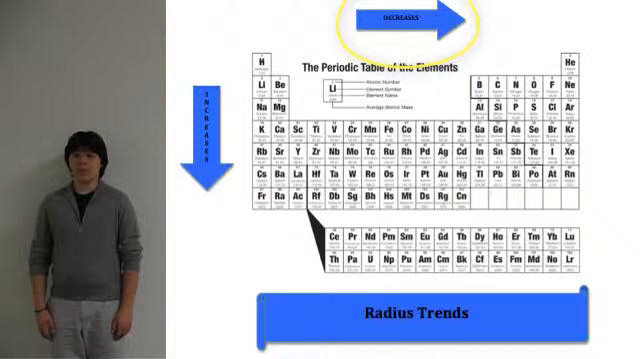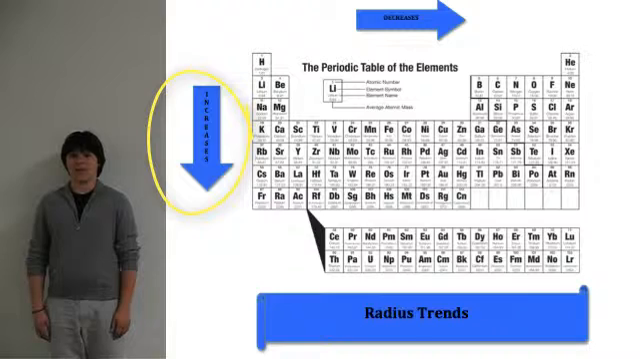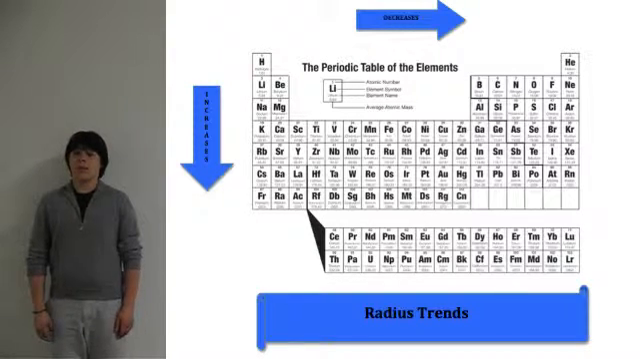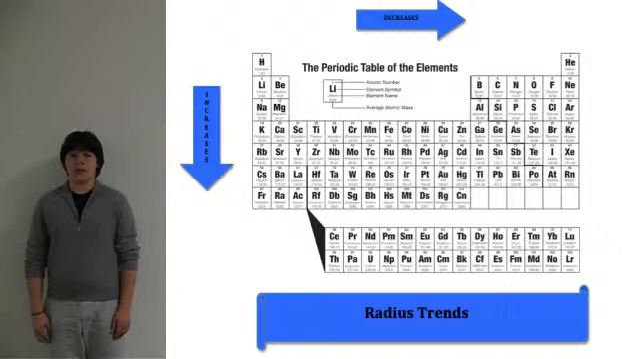As the protons per electron ratio increases, the opposite charges pull the electrons in with greater force. Therefore, according to Coulomb's law, as the force increases, the distance between the nucleus and the valence electrons decreases. Thus, the atomic radii sizes decrease as you go to the right on the periodic table.